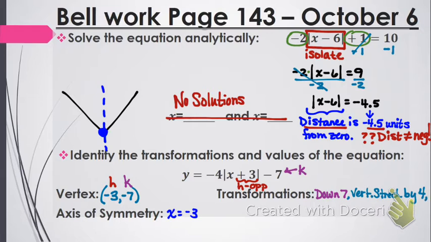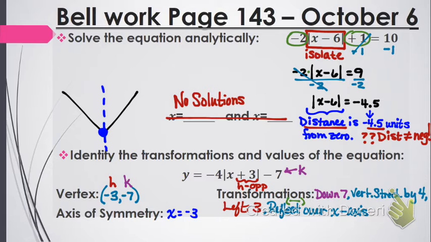Is it going with that? Yes, it is. And reflect over the x-axis. Good job. Whenever our a value is negative, that will make it reflect. And then we get that vertical stretch going on because of the whole number. The negative only reflects it.